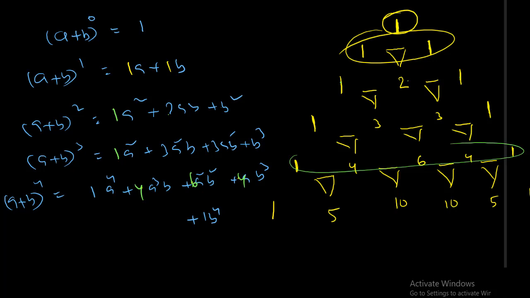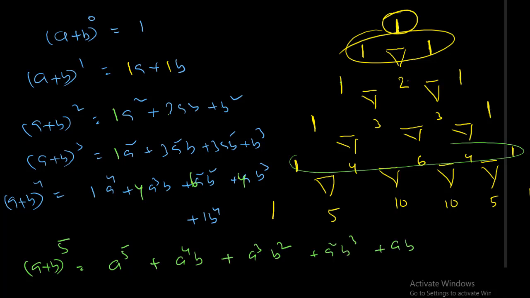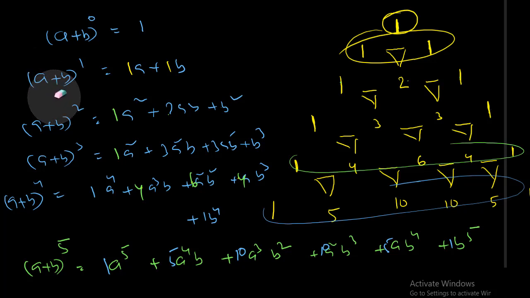For example, we want to expand (a + b) to the power 5. So this is the fifth degree. So what can you say? a⁵ plus something into a⁴b, plus something into a³b², plus something into a²b³, plus something into ab⁴, plus b⁵. Okay, so what are the somethings here? These are the somethings: 1, 5, 10, another 10, 5, 1. So in this way you will get (a + b) to the power 5.